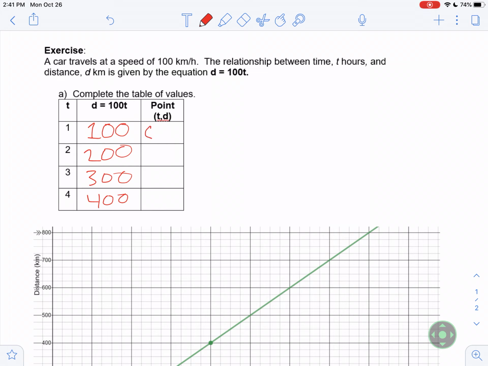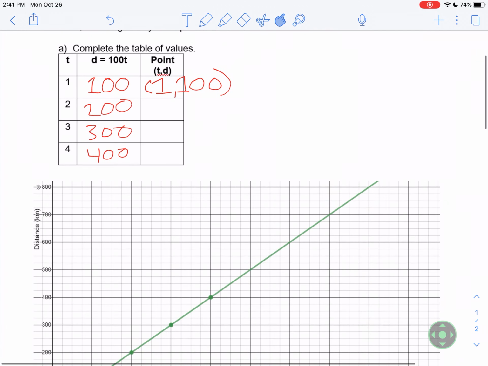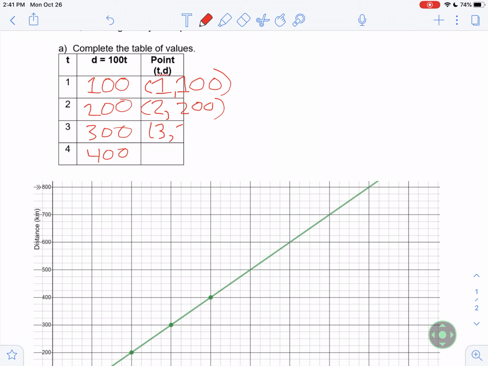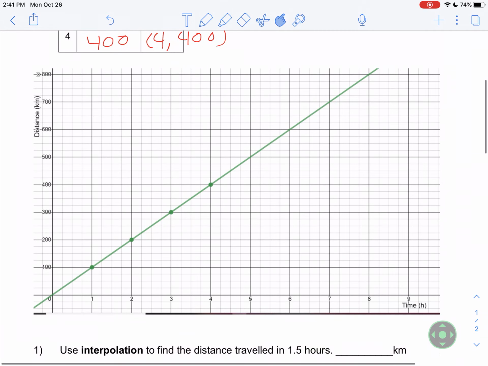So the points, remember that t here is our independent variable. Our distance depends on the time, so we're going to plot that along our x-axis or our horizontal axis first. So when t equals 1, we're going to plot a distance of 100 on our y-axis or our distance axis. The next point would be (2, 200), (3, 300), and finally our last point is going to be (4, 400). So I'll just show you how to plot these on our graph.